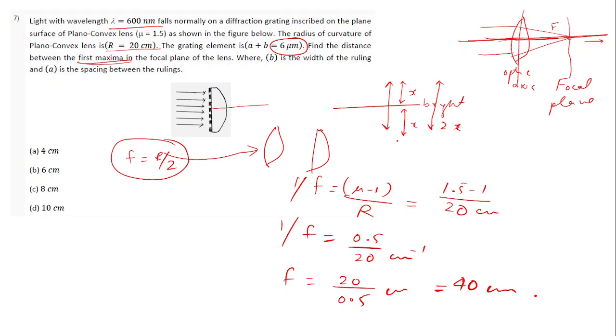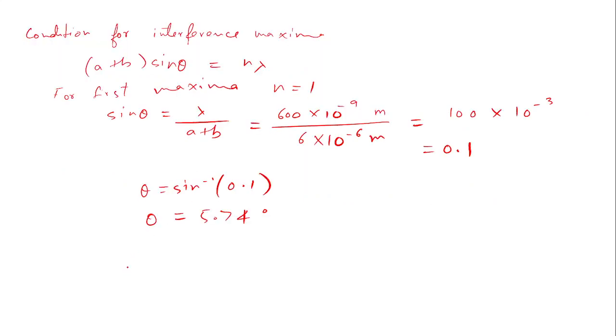Now we want to find the distance between the first maxima that we are getting on either side. That means we want 2x. We take this theta, and this is x, then we know tan theta is x by this, which is the focal length, because we will get the image at the focal length. So tan theta is equal to x by f. Using this, x will be f times tan theta.